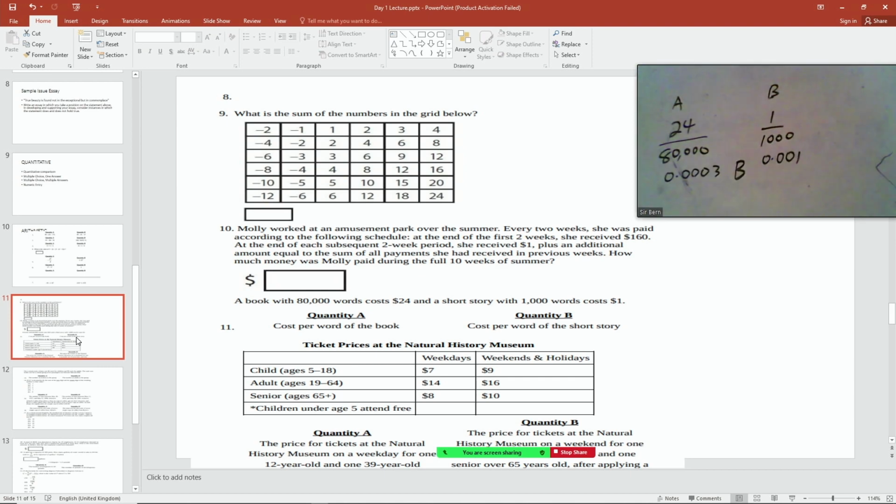Question 12. Question 12 is saying that there is a table showing prices and all, and it gives us the price for a ticket at the Natural History Museum on a weekday for one 12-year-old.